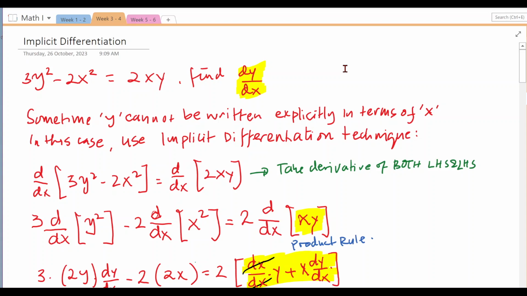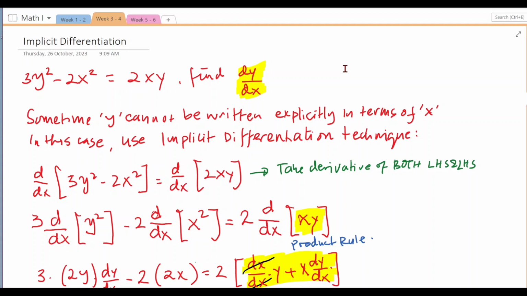Okay, let's take a look at some implicit differentiation examples on explanation or review. First question: 3y² − 2x² = 2xy. Find the first derivative dy/dx, the derivative of y with respect to x.